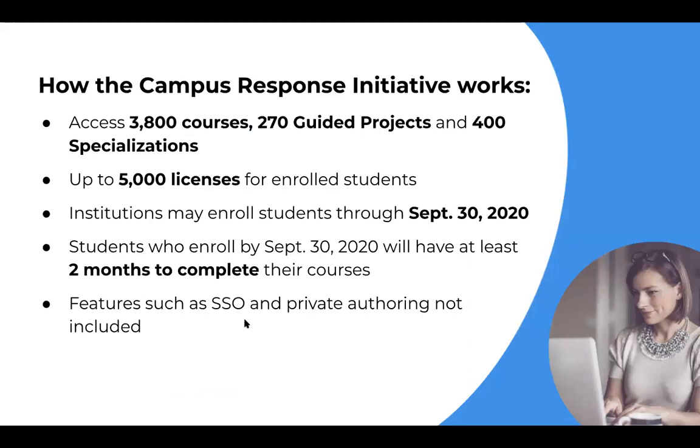You get access to 3,800 courses, 270 guided projects, and 400 specializations. Again, that's almost our entire catalog. Each university can get up to 5,000 licenses, and we recently extended our date. So all institutions can enroll students, and those students can enroll in courses through September 30th. Anyone that enrolls in a course by September 30th will have 2 months to complete those courses.